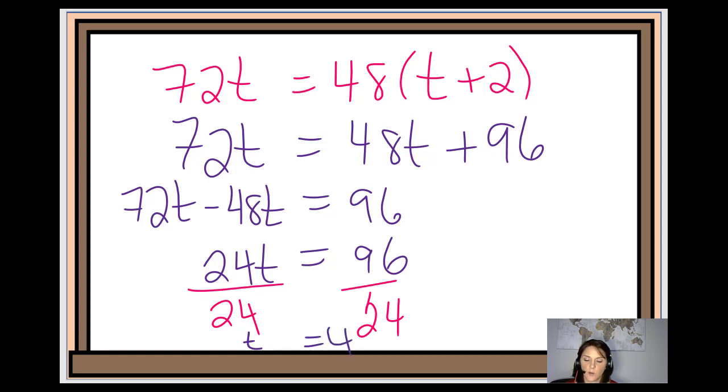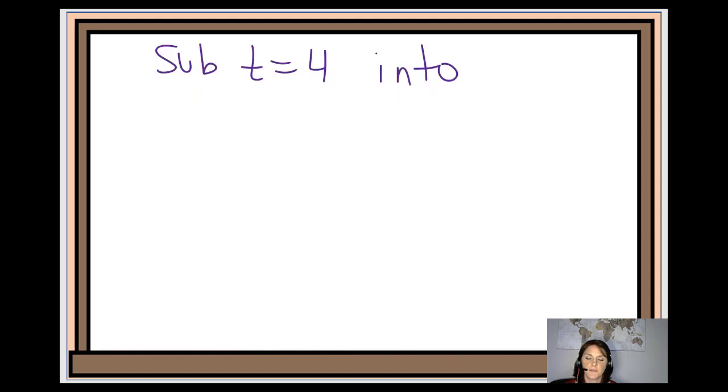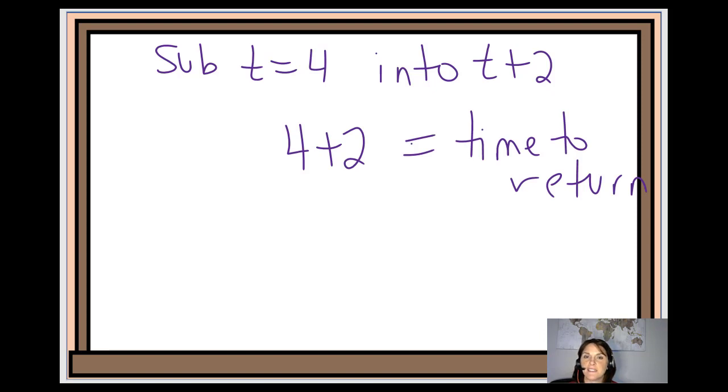So last but not least, next we're going to substitute t is equal to 4 into t plus 2. So 4 plus 2 is the return time. So the return time is 6 hours.